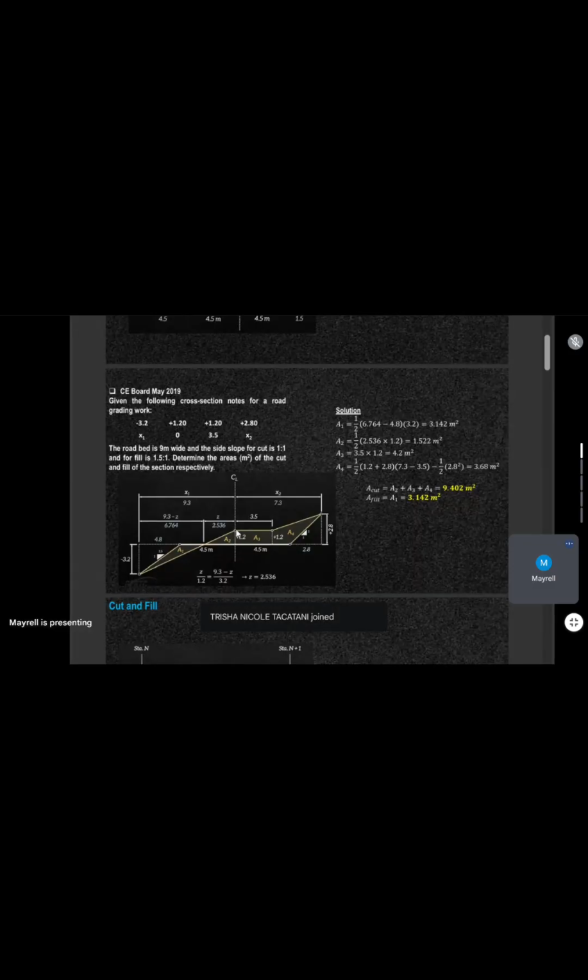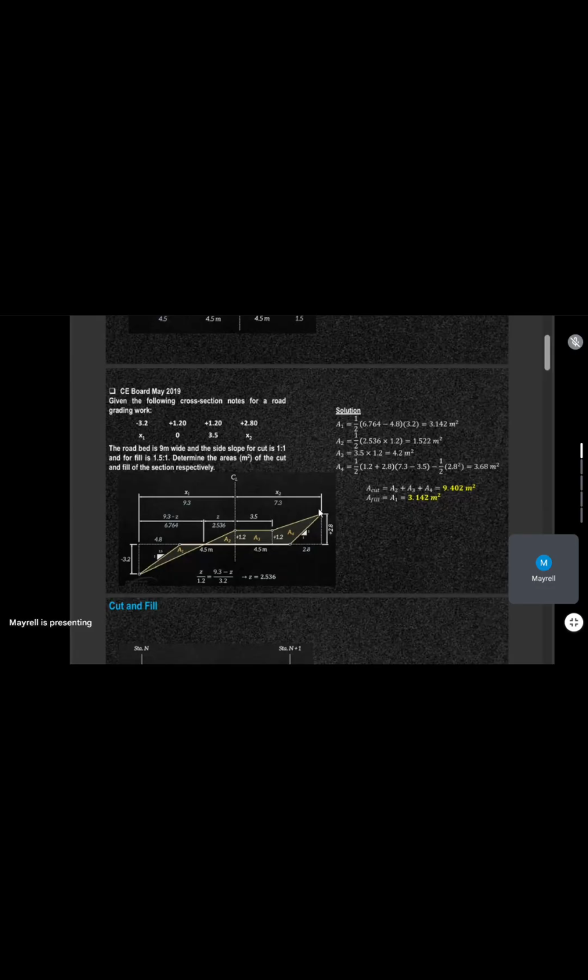So this point on this side, you can see x1. So that's x1 and negative 3.2. If it's negative, that means that's below the road. So if this is a road, negative 3.2 is downward. So this point, that is the x1 and negative 3.2. So on this side, we have 3.5 and plus 1.2. So 3.5 and then plus 1.2. And then this one, x2 and plus 2.8. So x2 and plus 2.8.